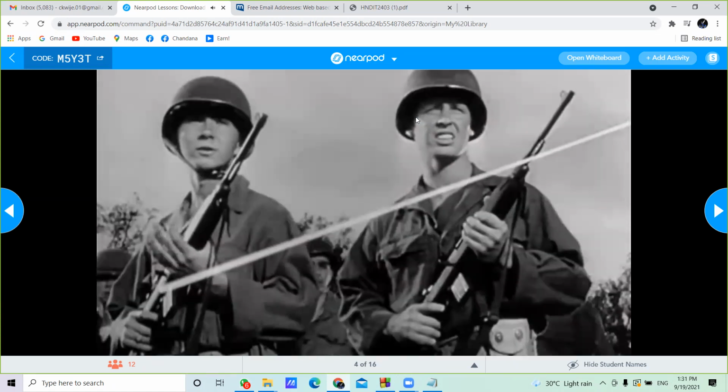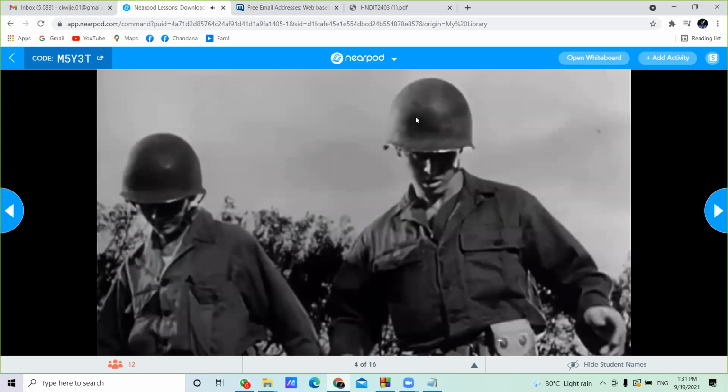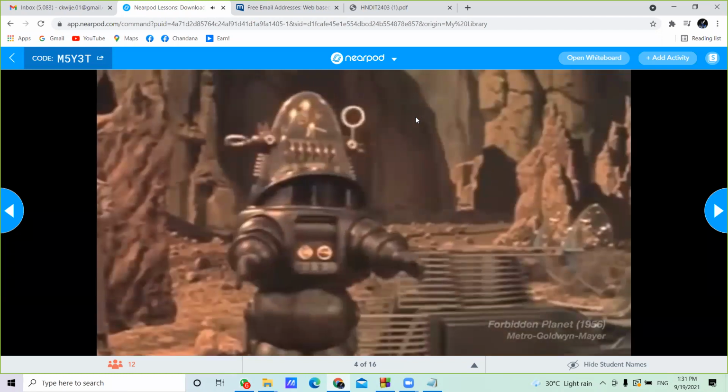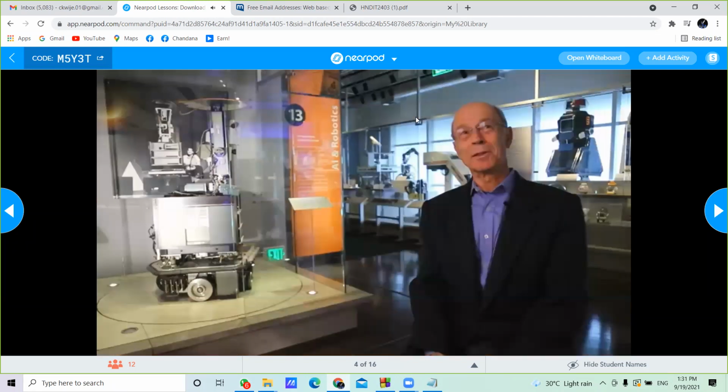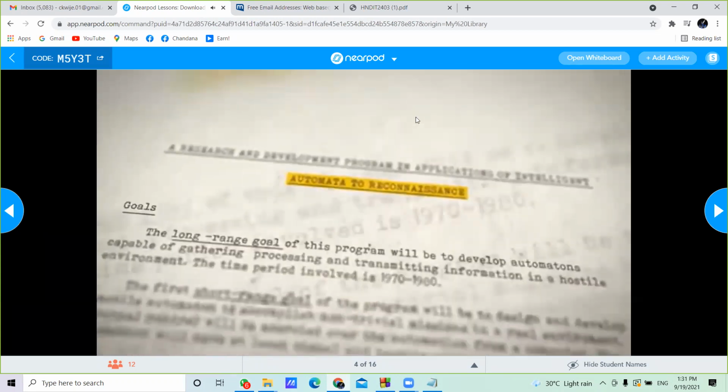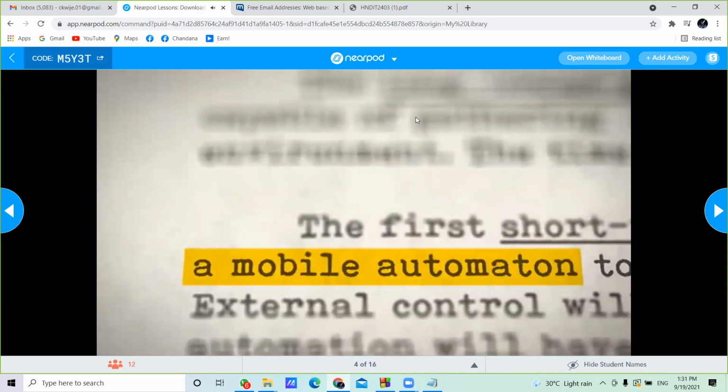The concept of an intelligent robot was limited to the realm of fiction. You will meet a charming character in The Robot, always at your service. When you read the title of the original proposal, it was something like a mobile automaton for reconnaissance.